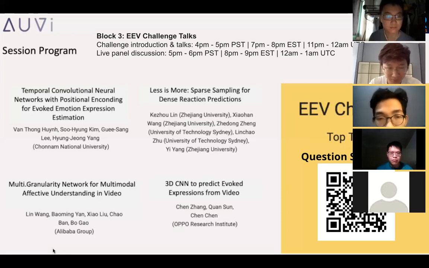What about the third place team, the multi-granularity networks? I think the most important part in our solution is the multi-granularity and the multimodal features, as we did a lot of work to find the most effective modal features. We started with the visual features, and after we introduced audio features and subtitle features, our performance increased very much.